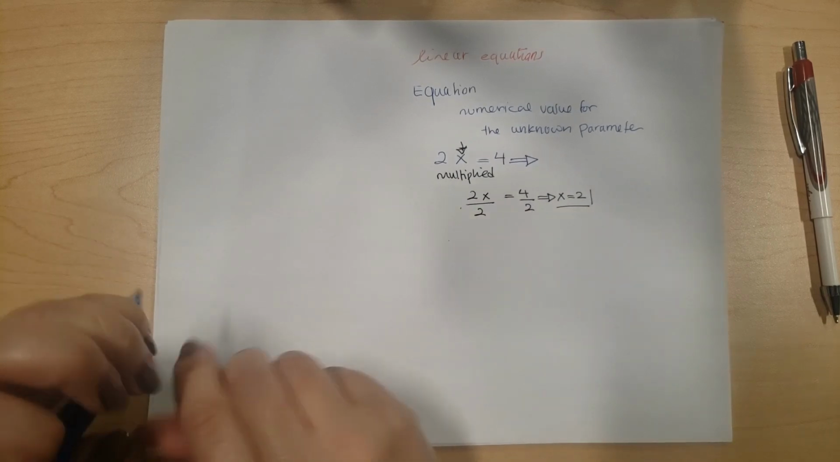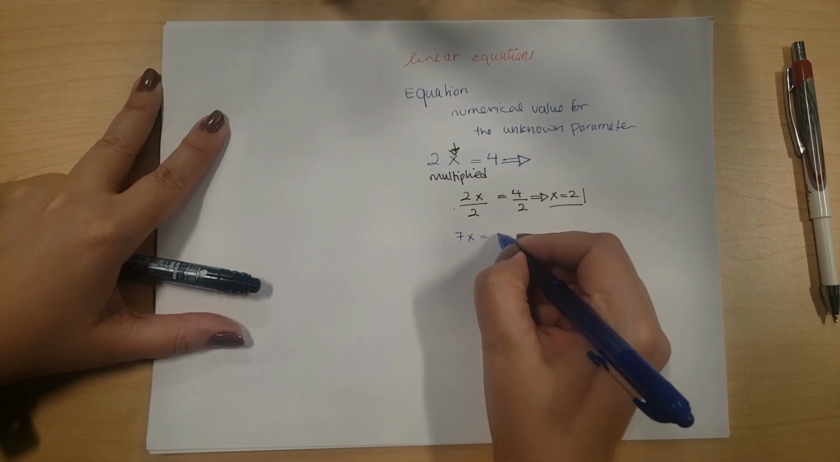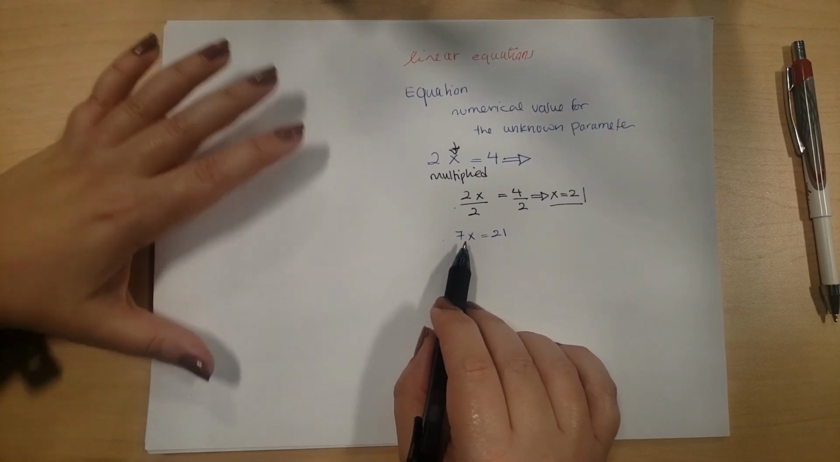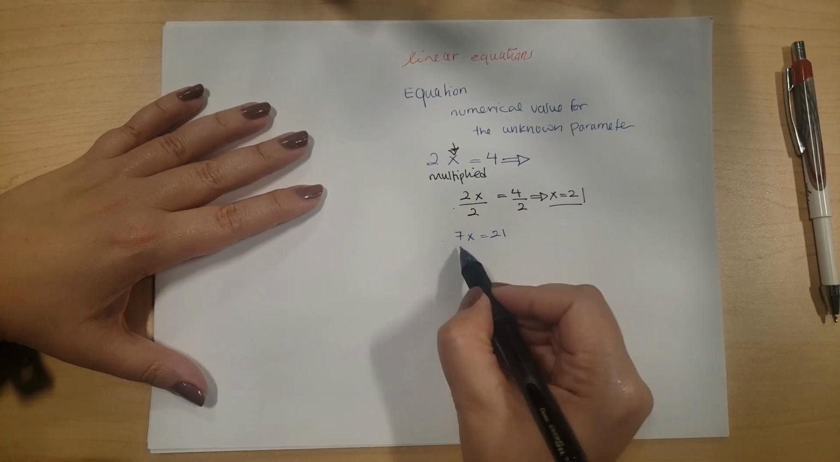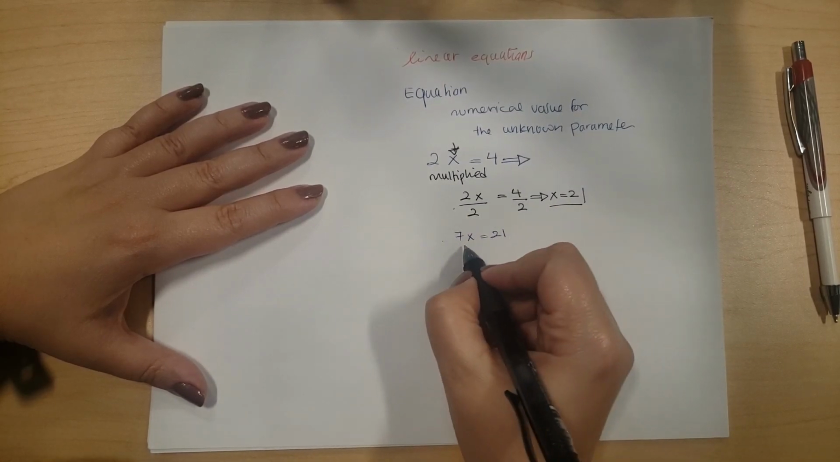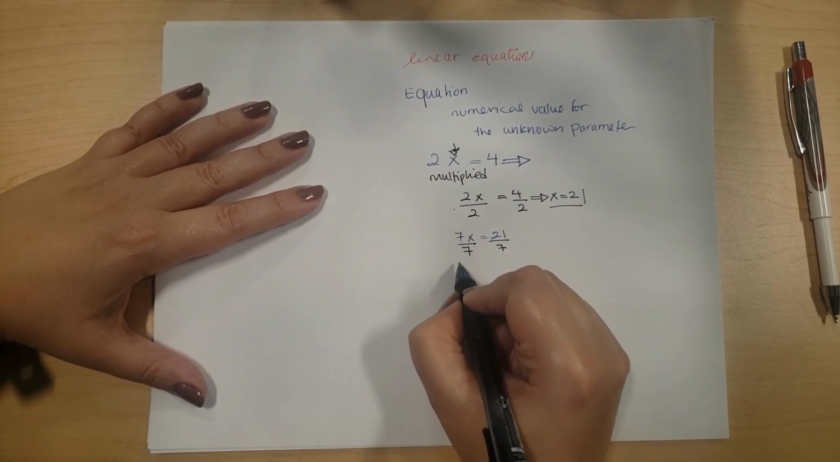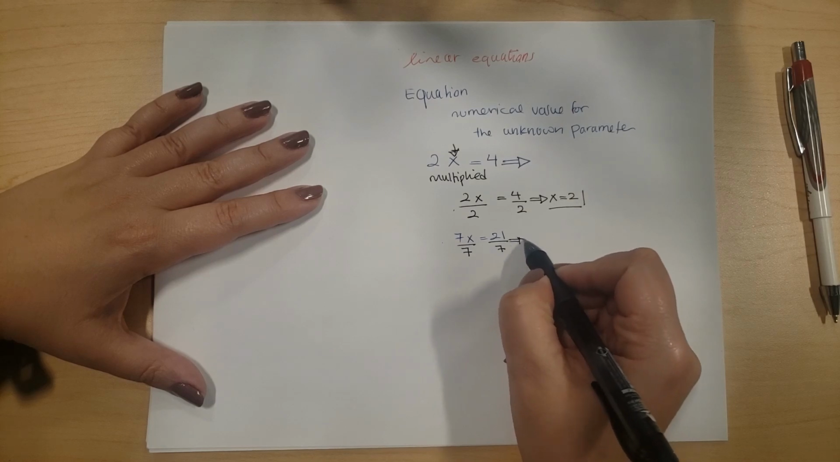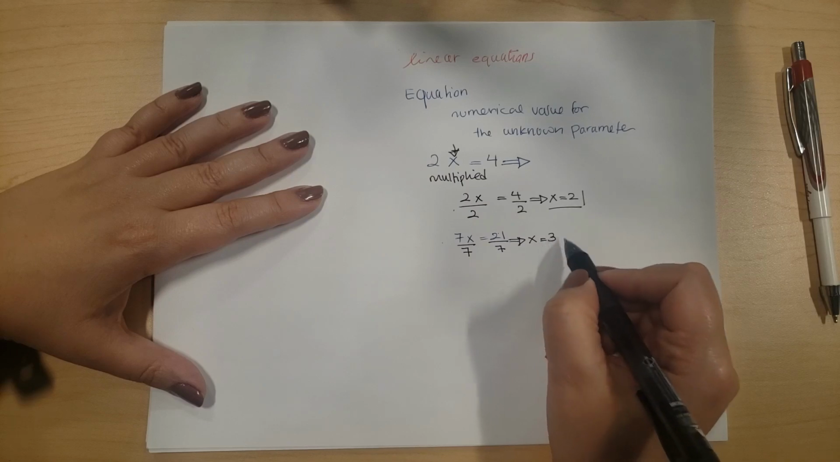Let me do another one for you. Let's say 7x equals 21. So here we want to isolate the x. In order to isolate the x, because it's multiplication, I have to do the opposite. What should I do? It's multiplication, I will do the opposite, which is division. So I divide it by 7. The reason why I divided by 7 is because I want to cancel the two 7s together and get the x isolated. 7x divided by 7 is x. 21 divided by 7 is 3.